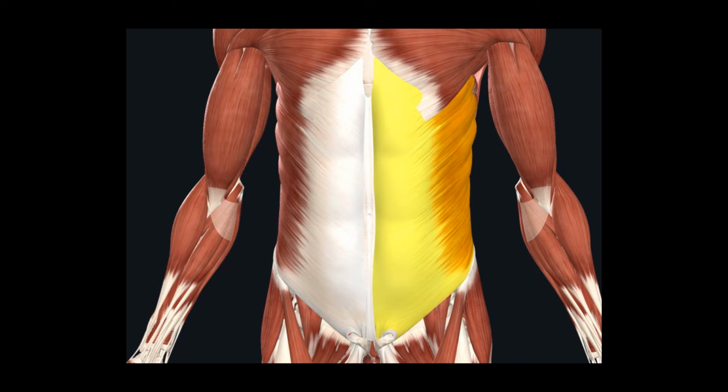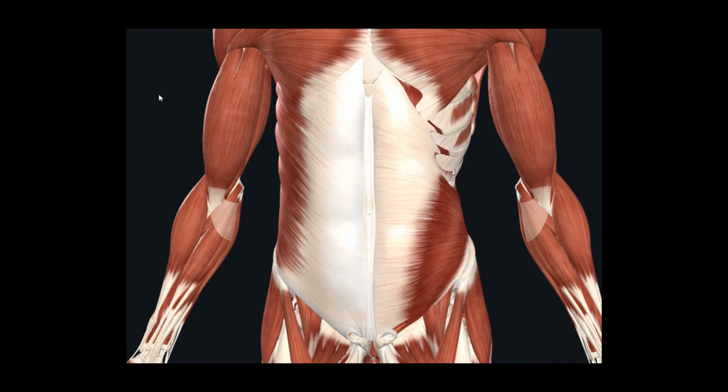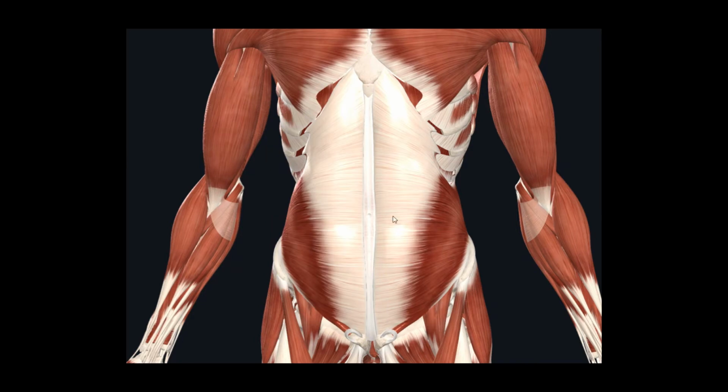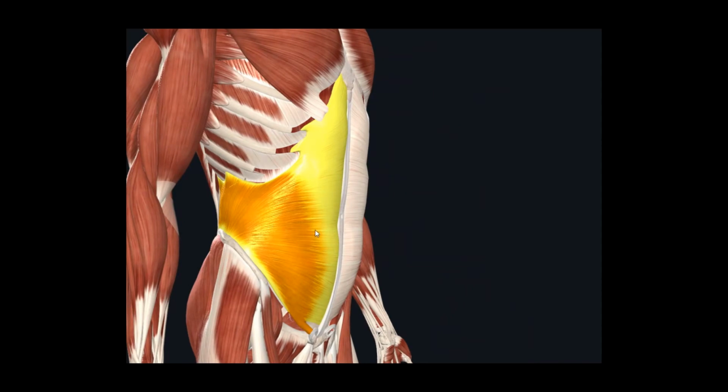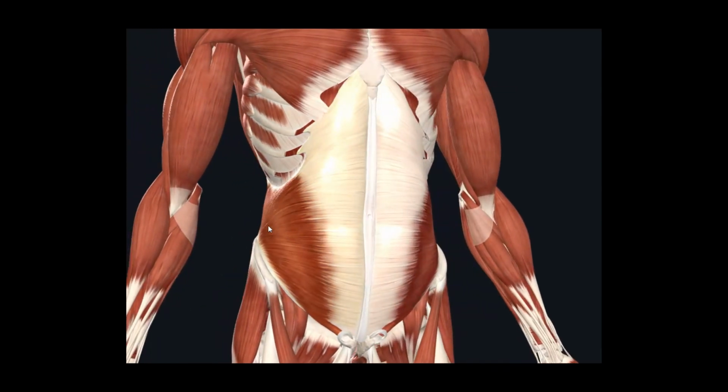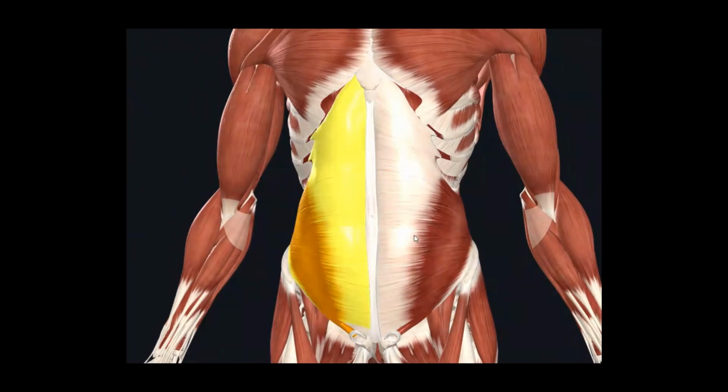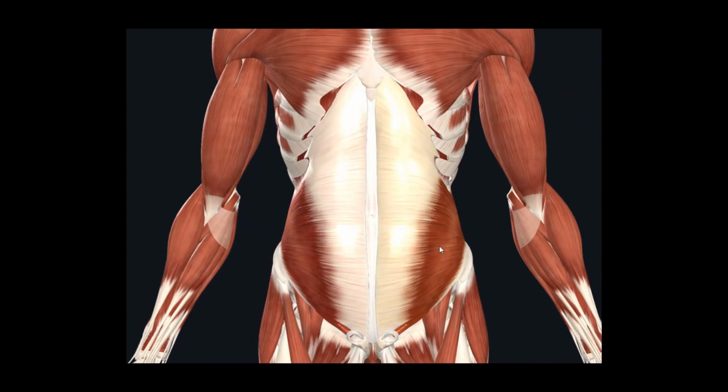We're now going to hide those. And our next layer is going to be our internal abdominal oblique. These ones are going to have their fibers running towards the midline. So, internal abdominal oblique. We'll now remove that layer.